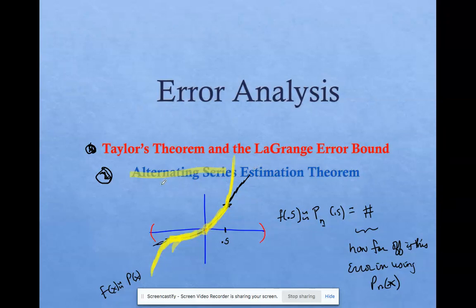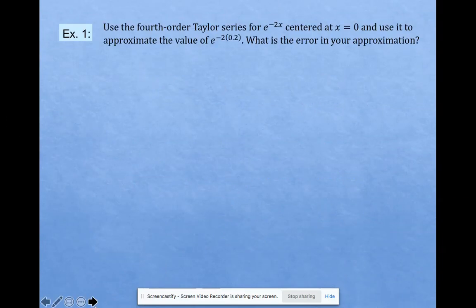So lesson learned. If AP asks me to do an error analysis or find an error bound, the first thing I say is, oh, please, please, please let the series be alternating. If the series is alternating, boom, I got very little math to do. If the series is not alternating, rats. So I'm going to do the Lagrange one first.